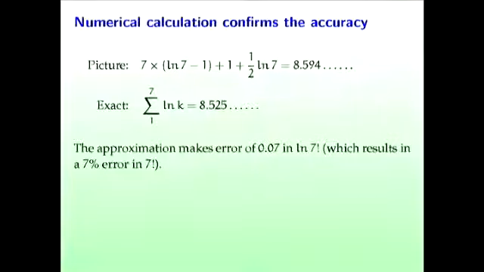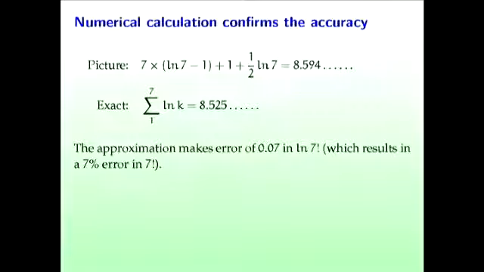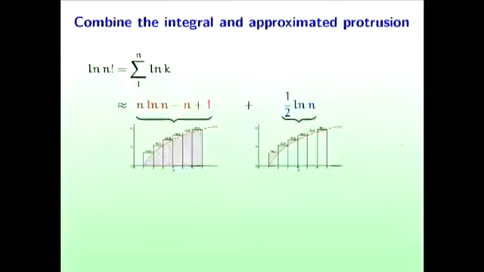Here's an example of the picture method. With 7 factorial it gives you 8.594. The exact answer for the log of 7 factorial is 8.525. So it's an error of only 0.07. All of this just adds up to 0.07, which ends up being a 7% error in 7 factorial. Okay, so the moral of the story is that pictures can help you approximate log of n factorial, and here is your approximation. One of the most important functions in statistical mechanics, 95% with pictures and one tiny integral.